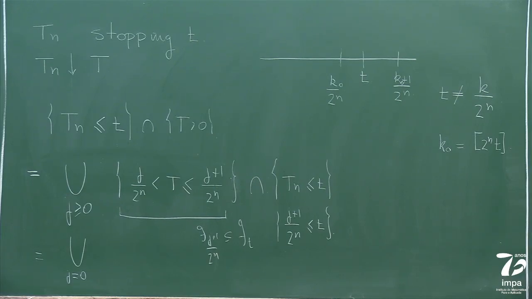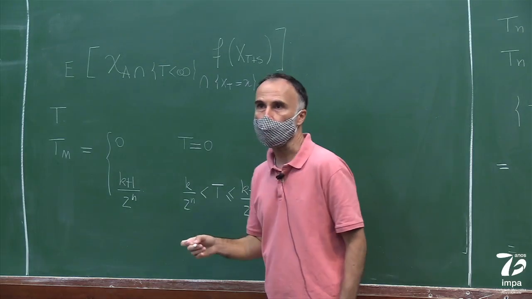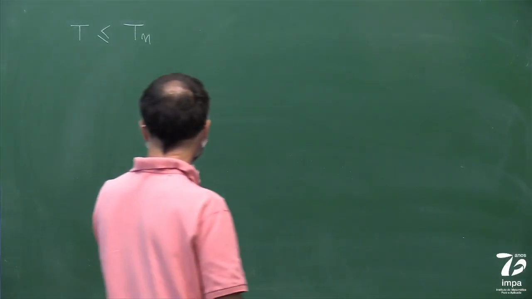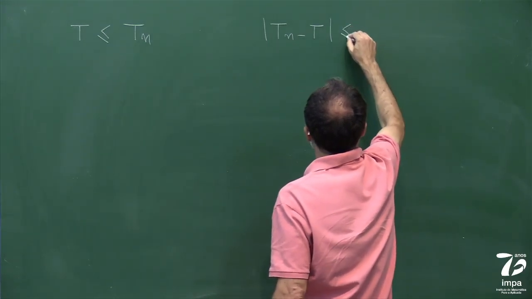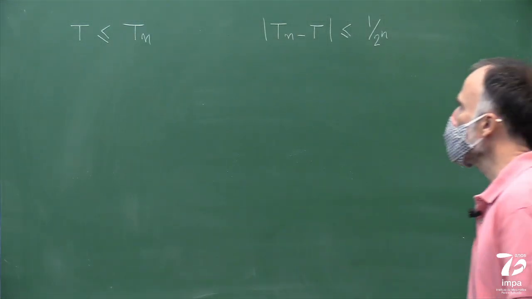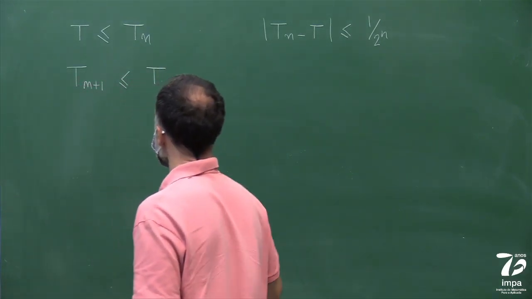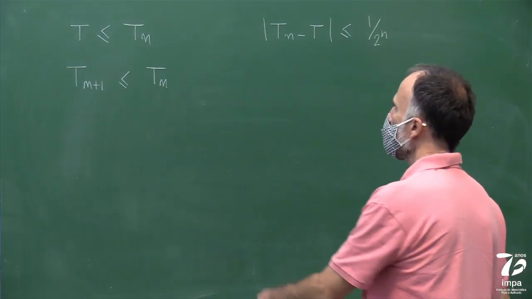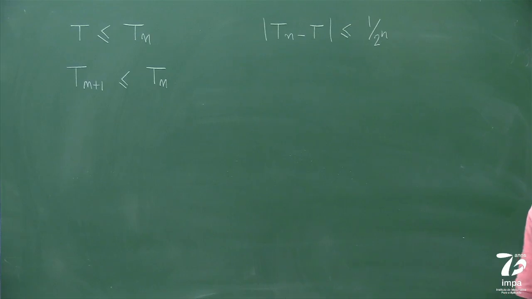Now we want to prove that this sequence is decreasing. Well, it's clear that T is bounded by T_n, because in this interval we defined it to be (k+1)/2^n. So we know that T_n is larger than T. Of course, the difference between T_n and T is bounded by 1 over 2^n. So T_n is indeed converging to T. Let me just prove that this sequence is decreasing. So T_{n+1} is smaller or equal than T_n. So this sequence is bounded below by T, it's decreasing and converging. So it's converging in a monotone way to T.